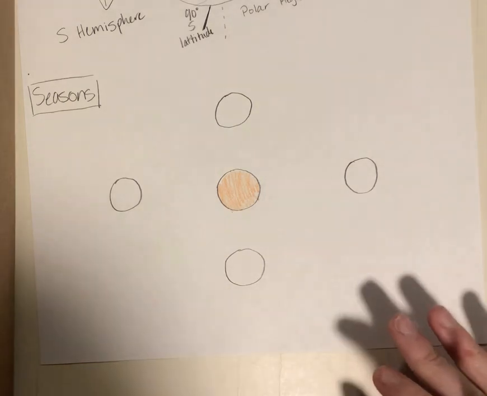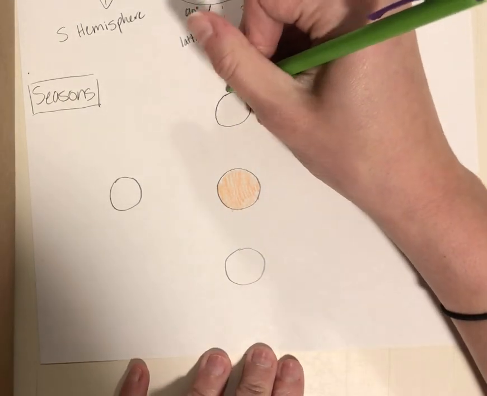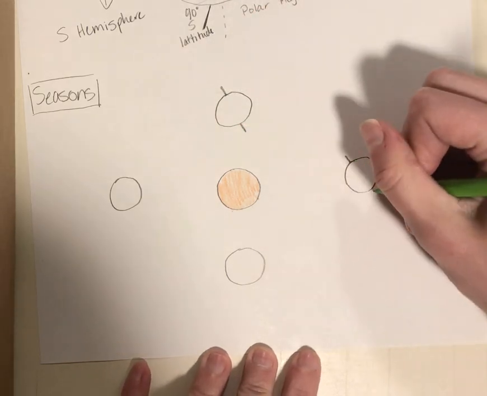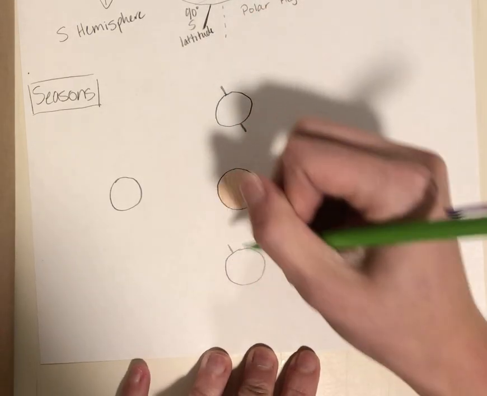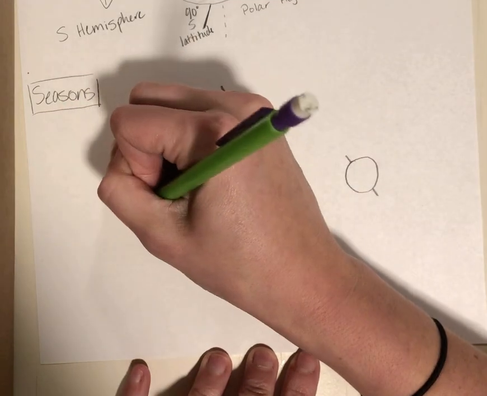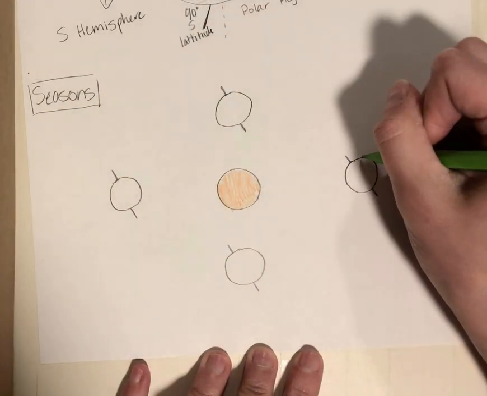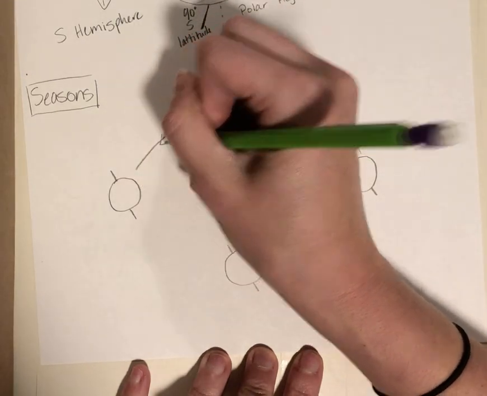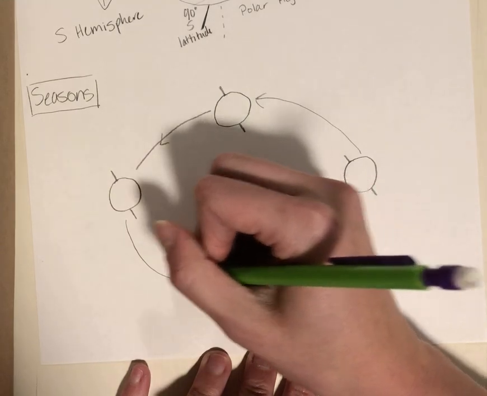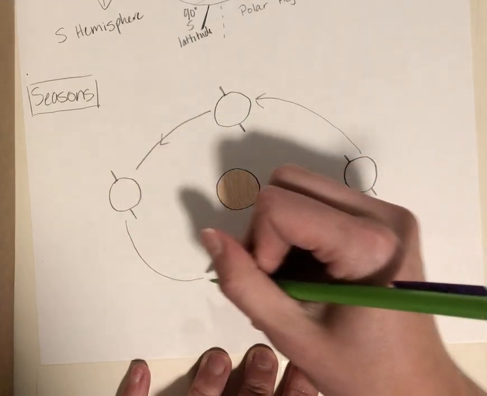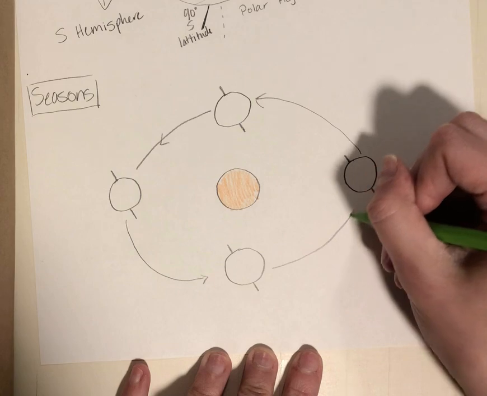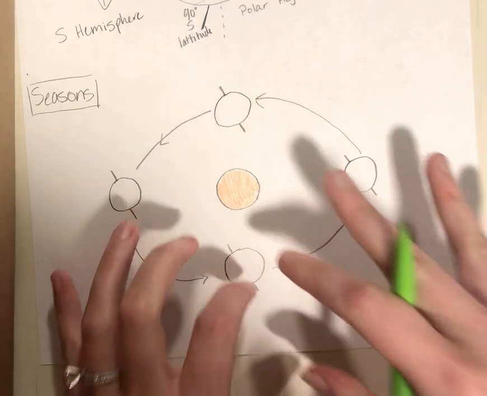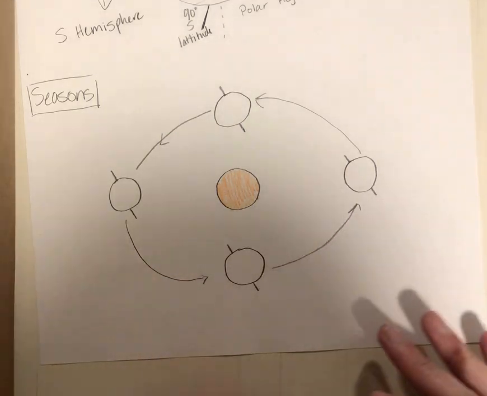Okay. So we know our Earth is still tilted on its axis. So as we go around, this is the direction we're going. Alright, so I'm not going to color in our Earths yet because I want to talk a little bit first.